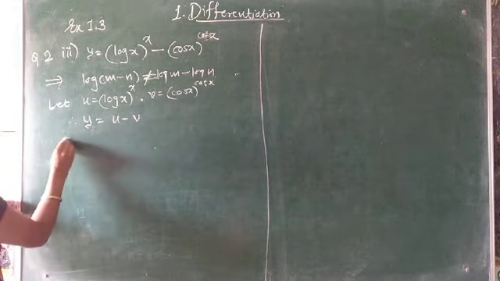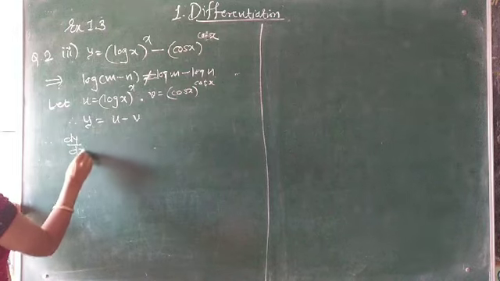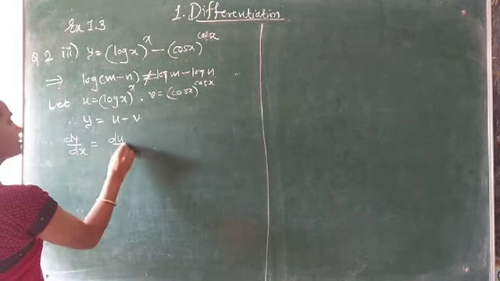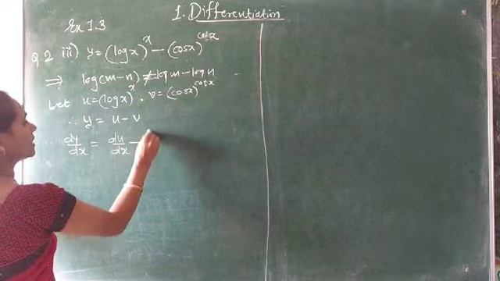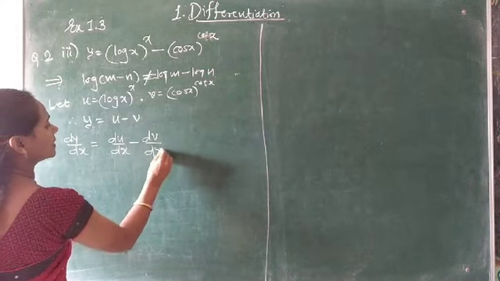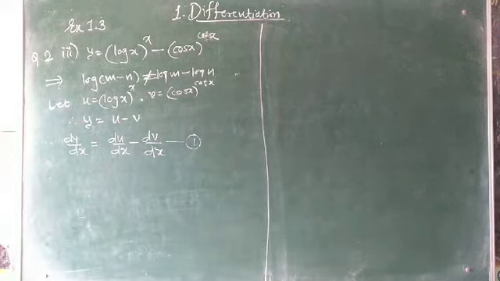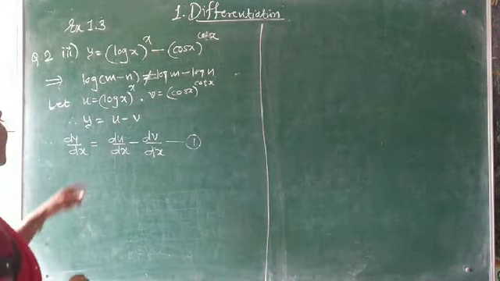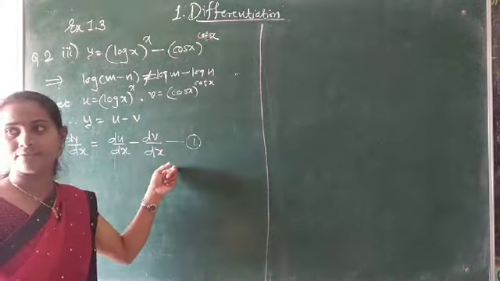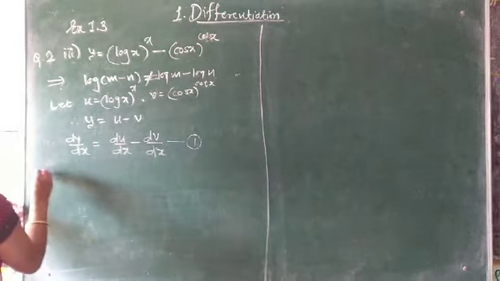Then how do we find dy by dx? That is, dy upon dx is equal to du upon dx minus dv upon dx. Say this is equation number 1. We have to find the value of this dy upon dx. For this, first we find du upon dx and dv upon dx. Now take the first one.